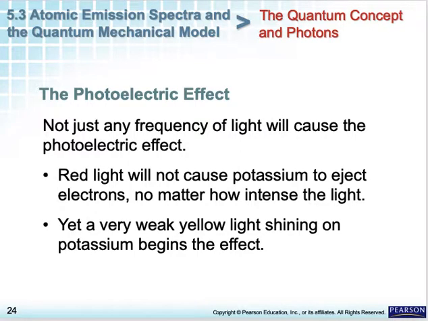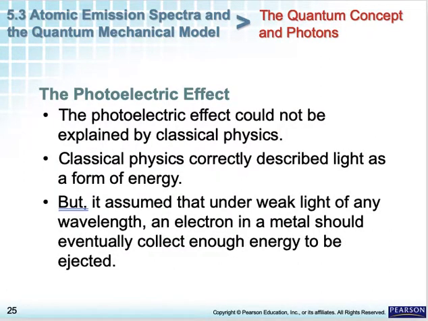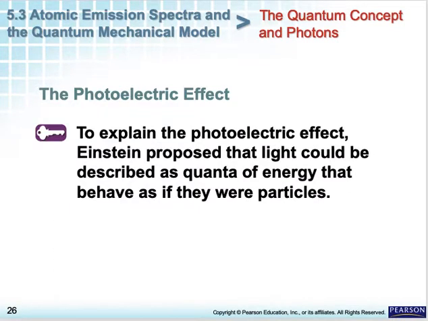That's how this works. The photoelectric effect could not be explained by classical mechanics, because in classical mechanics it would be assumed that the element could store up that energy, collect enough to eventually kick out an electron, but that is not true. So, to explain the photoelectric effect, Einstein proposed that light could be described as packets or quanta of energy that behave as if they were particles. So now we know that light works both as a particle and as a wave.